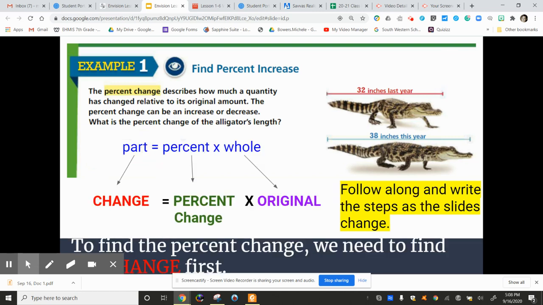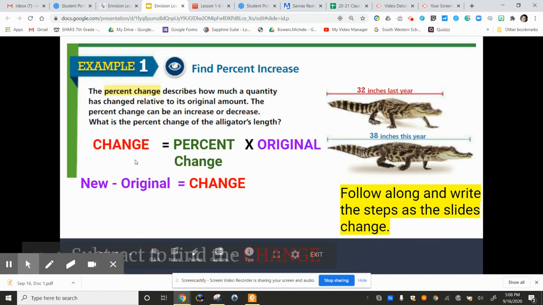In order for us to find the percent change, we have to first find the change. That's key. We don't have the change in our answers right now. We only have the original amount the alligator was last year and the new amount, but we don't know the change. We have to find that first. To find the change, we take the new measurement of the alligator and subtract the original measurement.